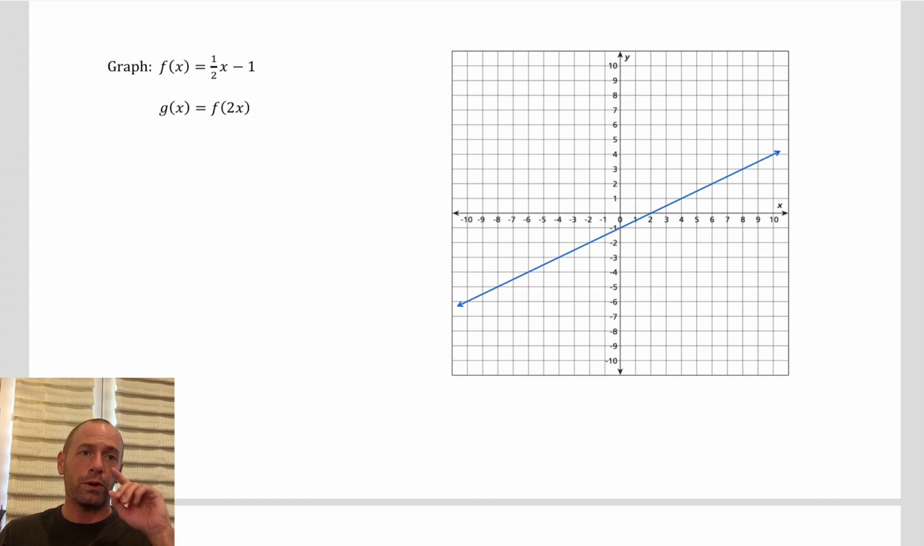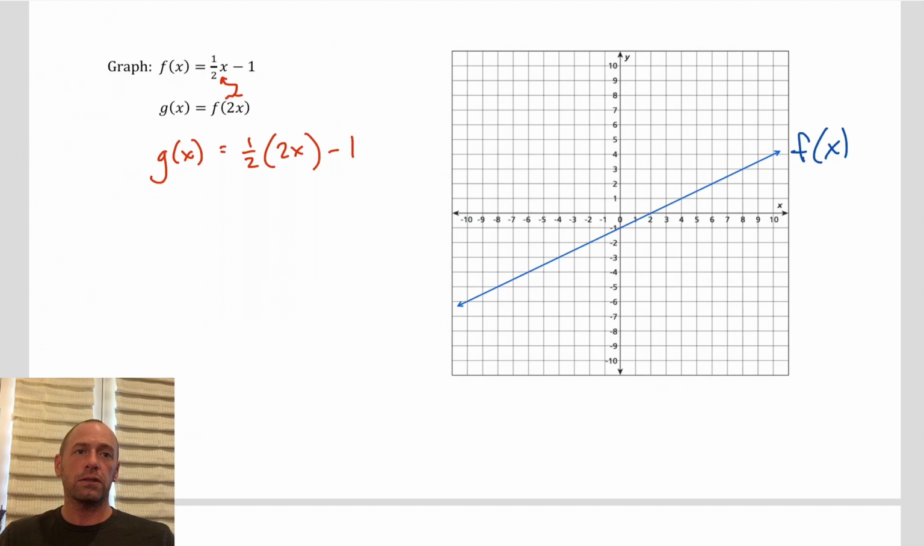So this is the last one we're going to do. I've got a function in blue, 1/2 x minus 1, and now I'm going to multiply the input by 2. So I'm not multiplying the output, I'm multiplying the input. Everywhere you see an x, you're going to replace it with a 2x. So g of x will equal 1/2 times 2x subtract 1. Or g of x is equal to x minus 1. So our y-intercept is -1. Our slope is 1. And I will graph that.